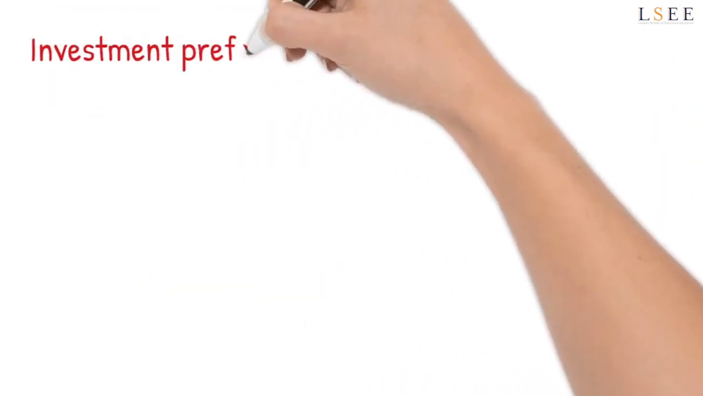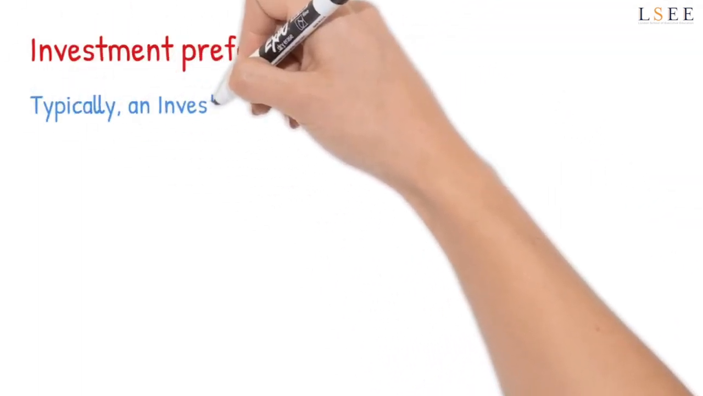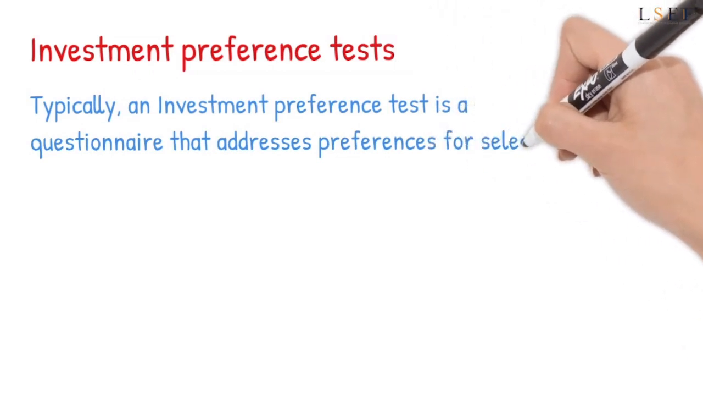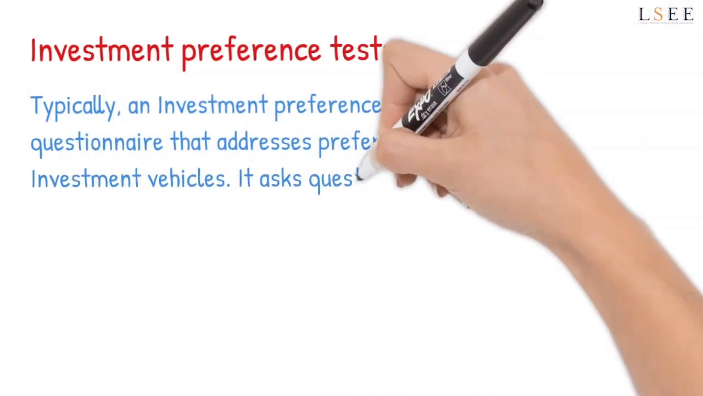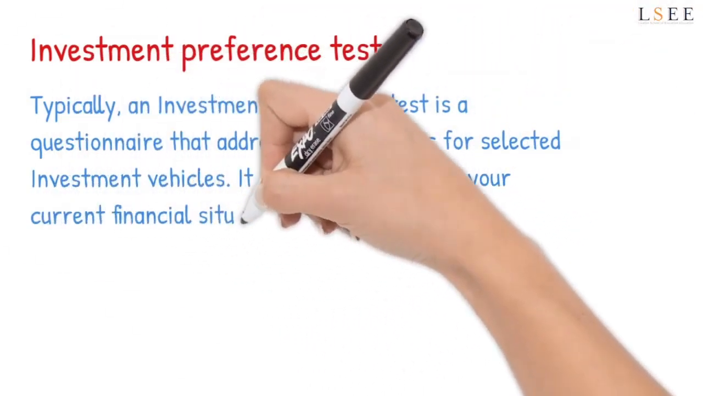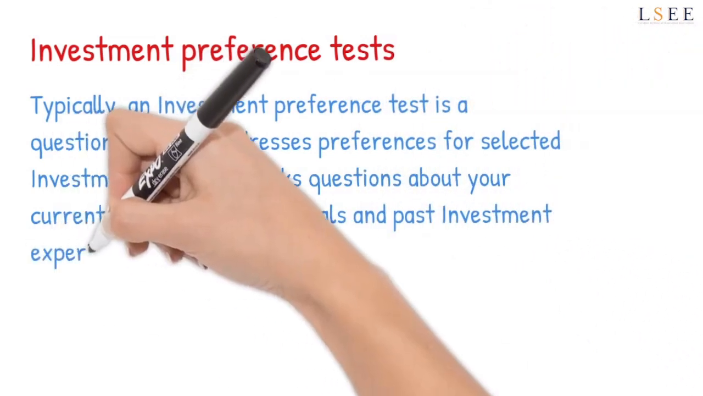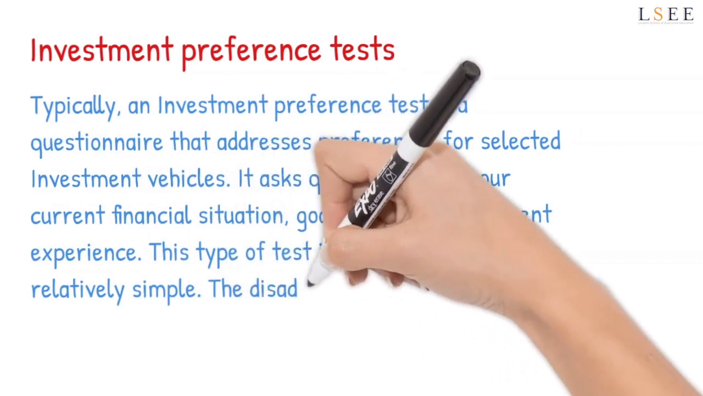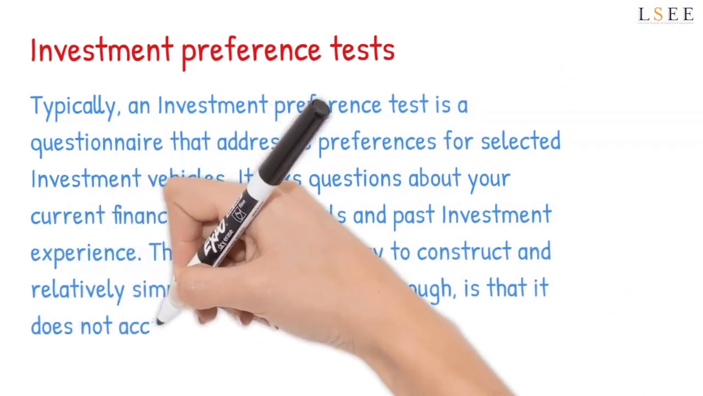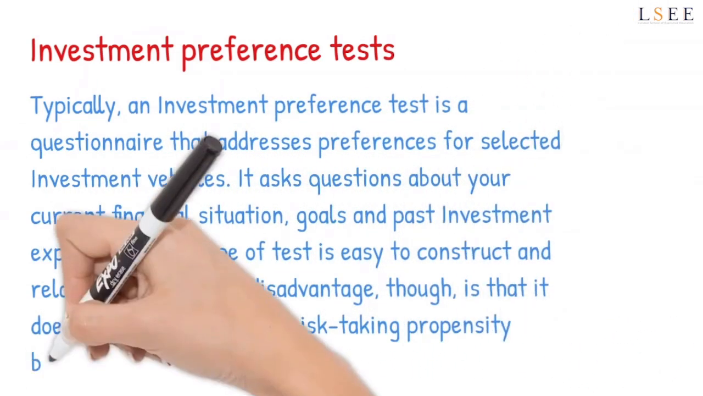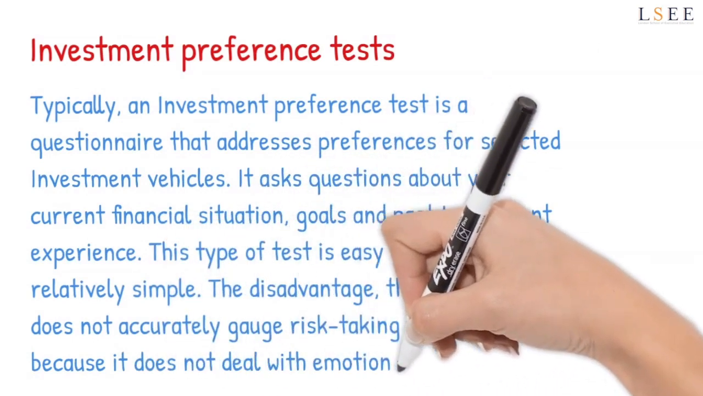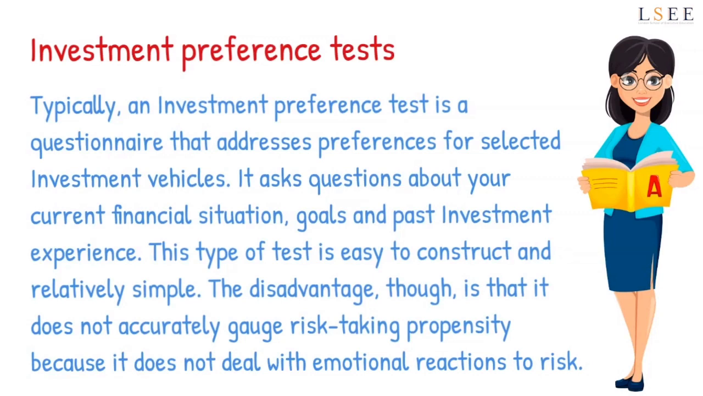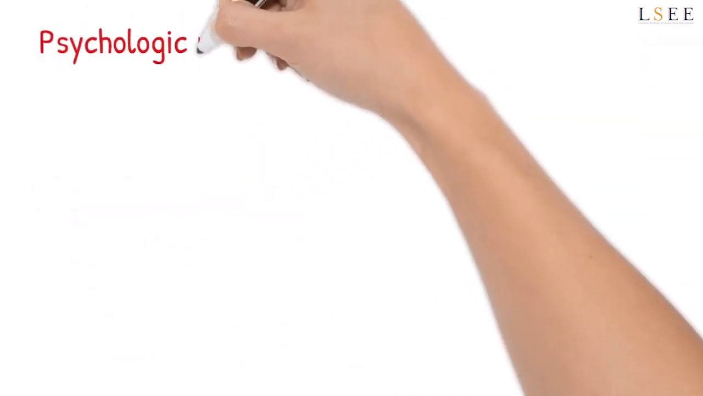Investment preference tests. Typically, an investment preference test is a questionnaire that addresses preferences for selected investment vehicles. It asks questions about your current financial situation, goals, and past investment experience. This type of test is easy to construct and relatively simple. The disadvantage, though, is that it does not accurately gauge risk-taking propensity because it does not deal with emotional reactions to risk.